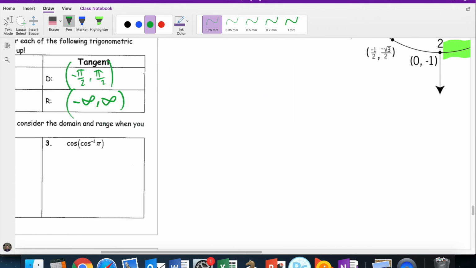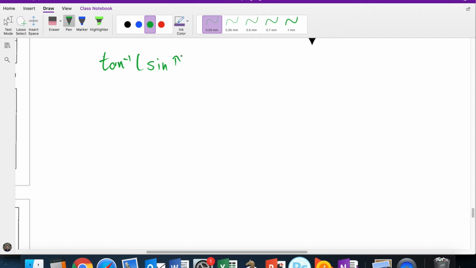Okay. I'm going to go ahead and do this off to the side. You guys feel free to watch. You don't have to copy anything down just yet. You can do that later. But we're going to do the inverse tangent of the sine of pi over 2. Okay, how would you go about working something like this out?